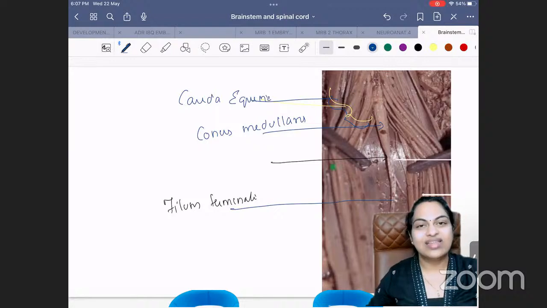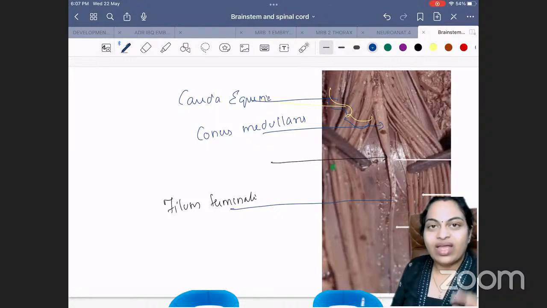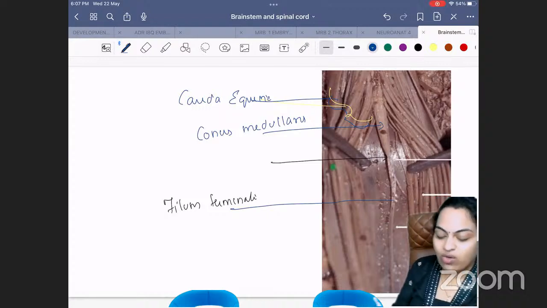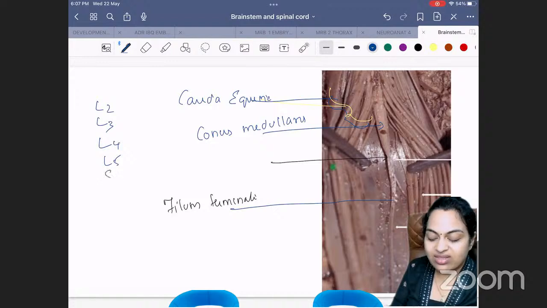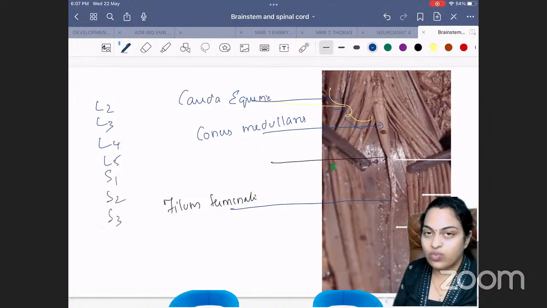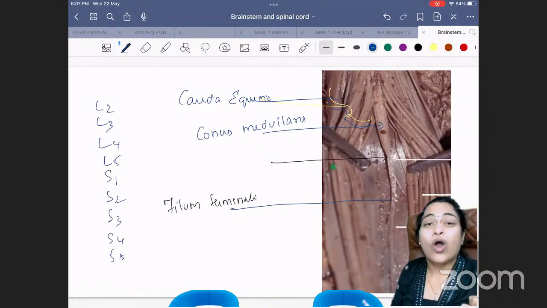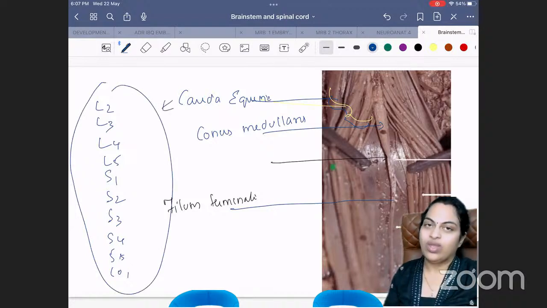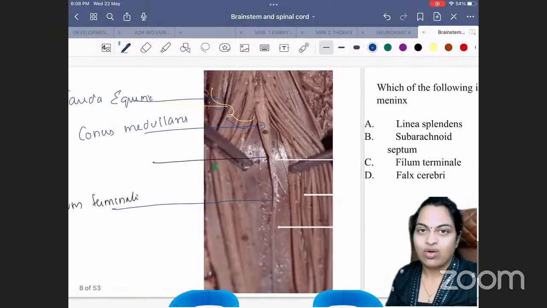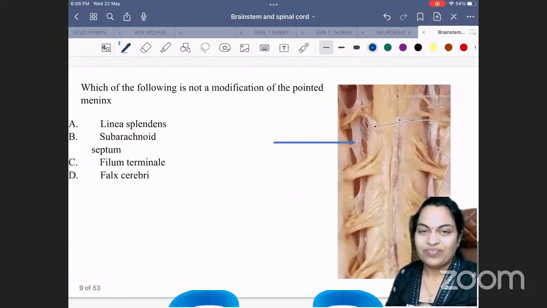And what does it contain? Can you list it out? Yes, it has the lower lumbar nerves, the sacral nerves, and the coccygeal nerves. L2, L3, L4, L5, the lower four pairs of lumbar nerves, the sacral nerves S1, S2, S3, S4, S5. And how many coccygeal nerves are there? One pair of coccygeal nerves. So these are the contents of the cauda equina, right? These are all standard questions on the spinal cord specimens in your spotter.